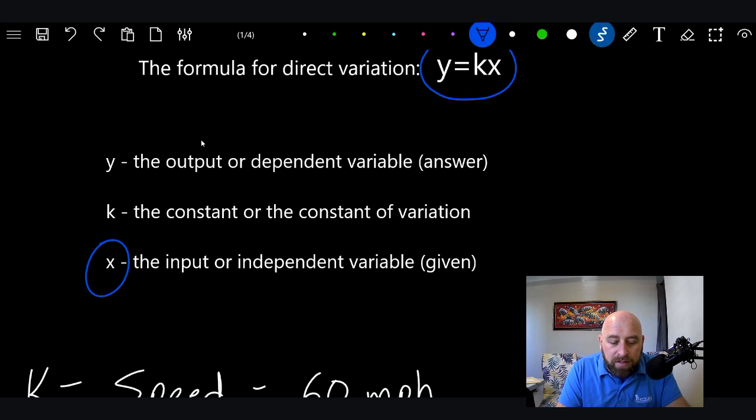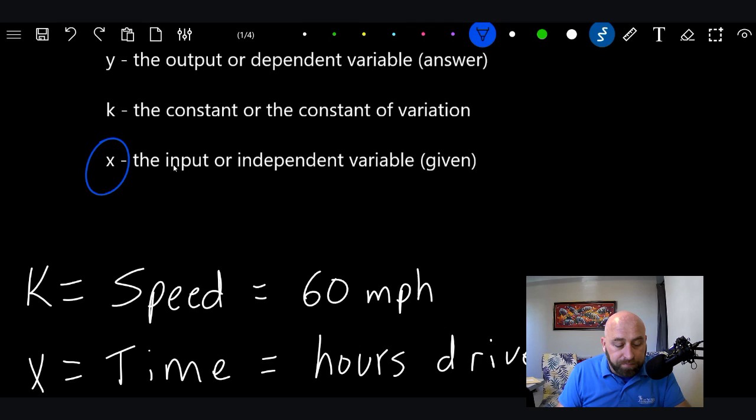What does that mean? It's your given information. It's like saying, okay, he drove 5 hours. That's what they were told. They were given that information. That is the input. That's the independent variable. In other words, it doesn't depend on anything else. It only depends on itself. It's independent. If you drove 5 hours, if you drove 2 hours, if you drove 6 hours, none of that depends on anything else.